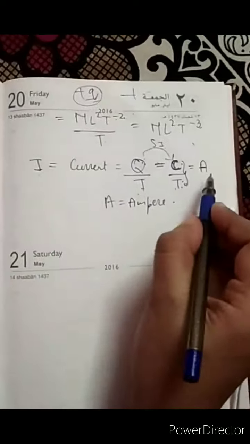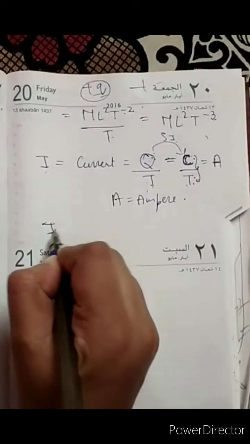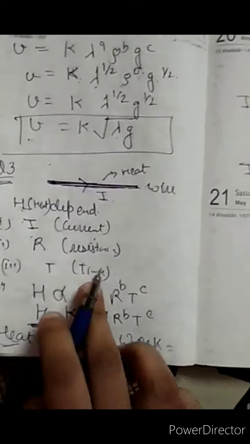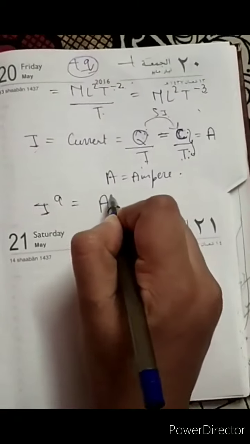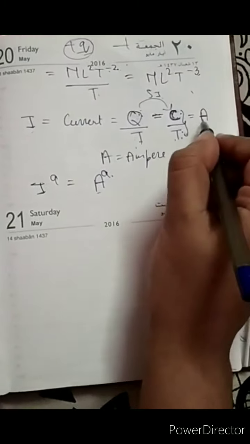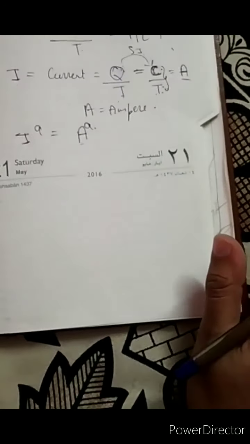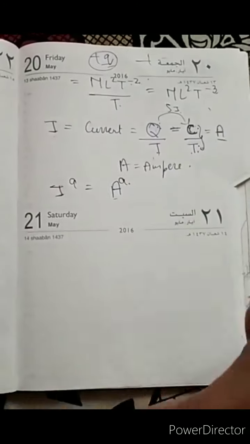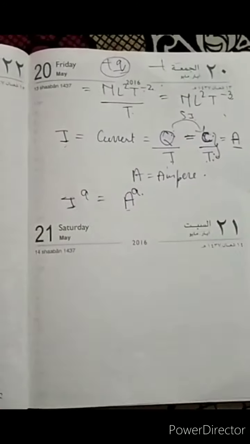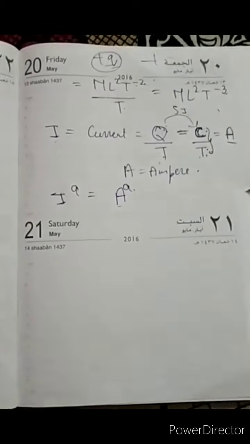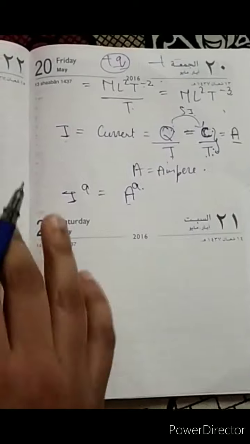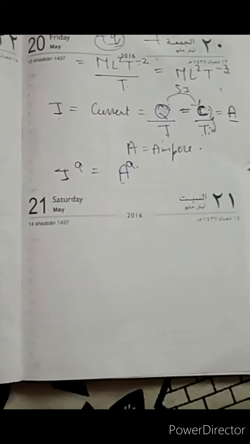Now, we wrote I to the power A, and here A is our dimensional formula. In all questions you got MLT form, so you are in practice with that. But this also is one of our fundamental quantities, ampere. So that's why I took this different question.